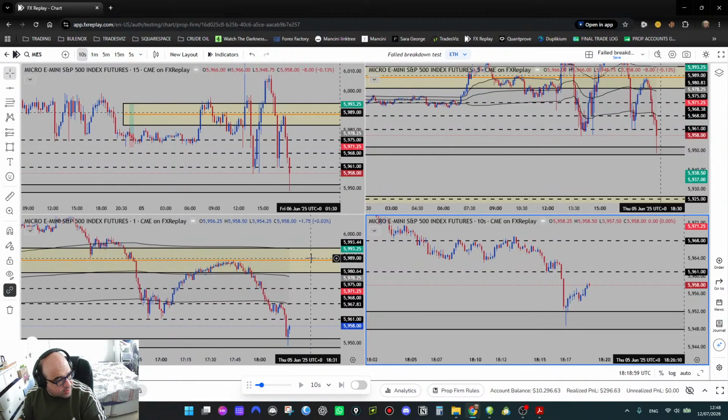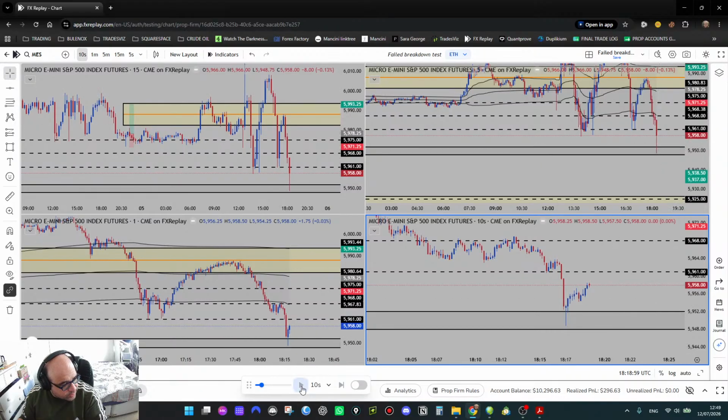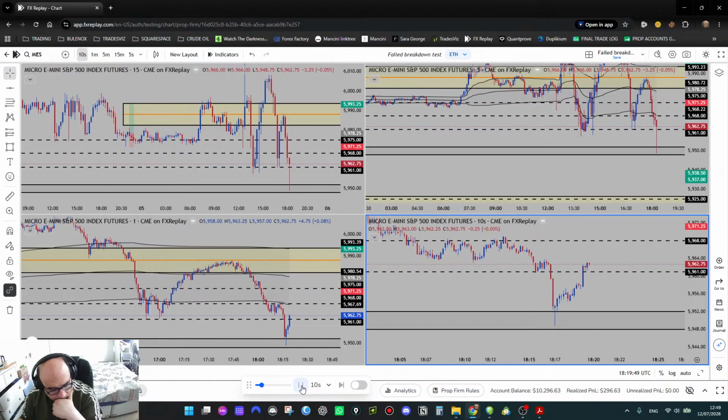Possibly I can try to take my first TP right at the previous VWAP or here. Maybe possibly at the VWAP, another one here, and leave a runner. So we'll see how it goes. I'm just going to let it play for a moment.